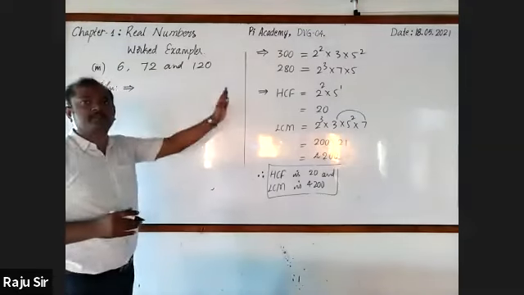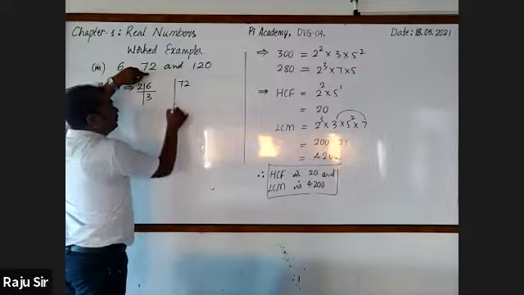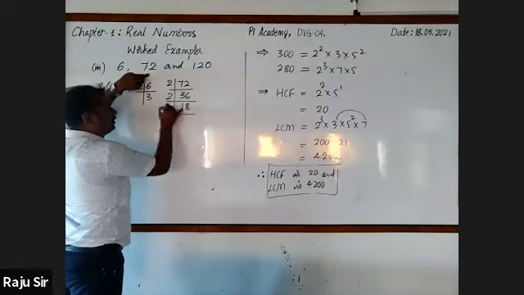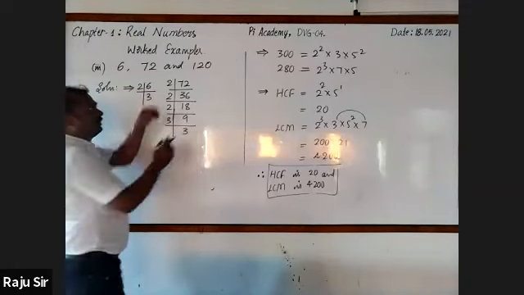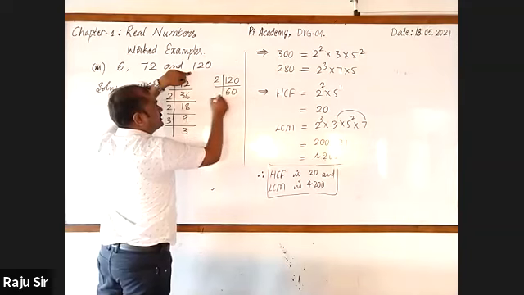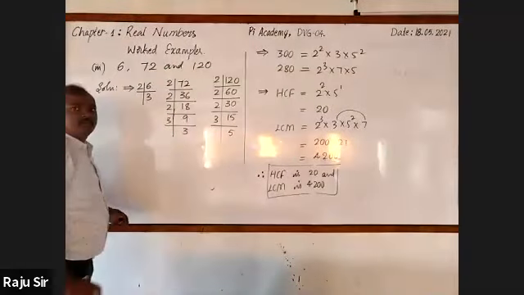First, find out the prime factorization of all three numbers. 6: 2 ones are 2, 2 threes are 6. Then 72, please write with me: 2 ones are 2, 2 nines are 18, 2 times 36. As it is a simple number, you can write it directly. Then 2 18s, 2 9s, 3 3s. Then go for 120: 2 60s, 2 30s, 2 15s, 3 5s. Please check that whether you got the same.